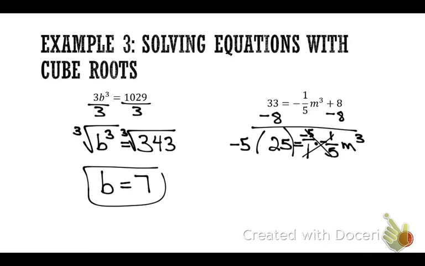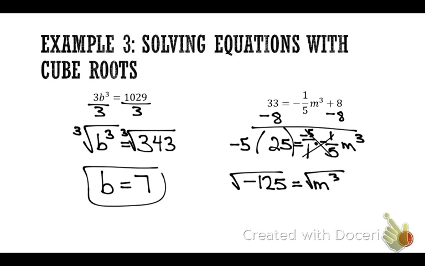So this is the mistake that I'm seeing. I'm seeing you guys do it on one side, but then you forget to do it on the other side. Stop talking. Pay attention. One more minute. That's it. Negative 125 equals m to the third.